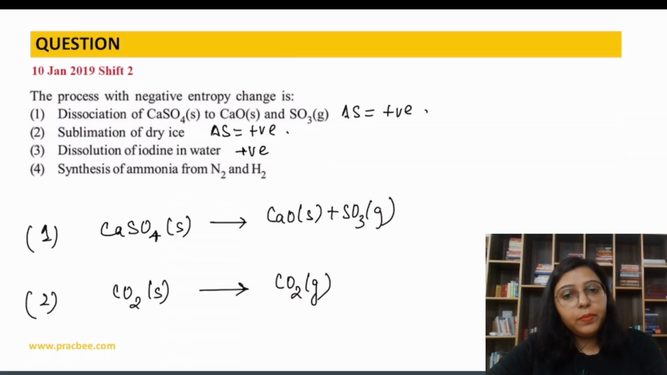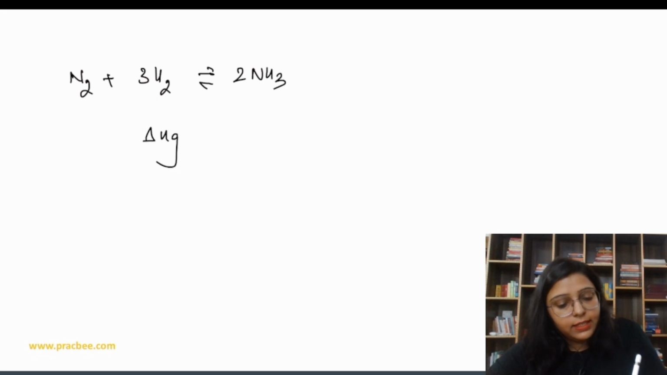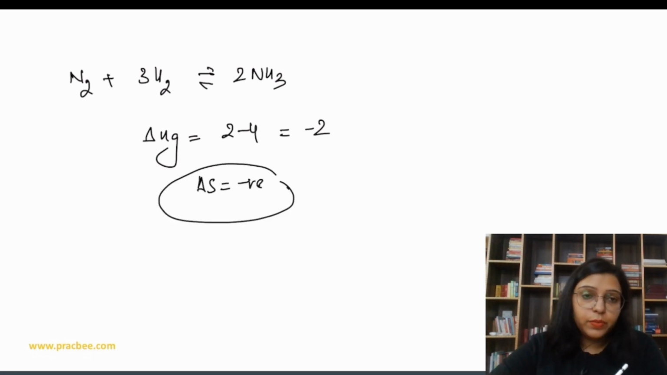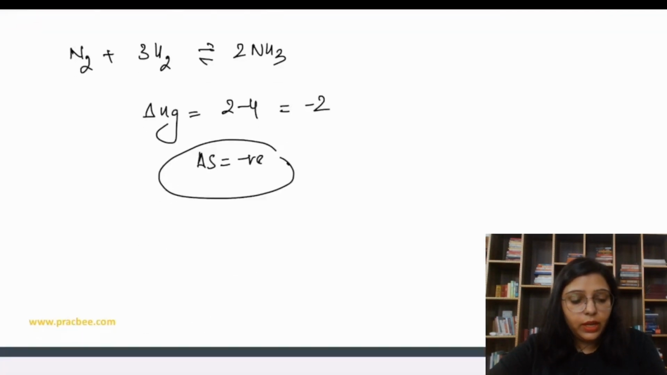Synthesis of ammonia from N2 and H2. So N2 plus 3H2 gives 2NH3. So here delta n g is equal to 2 minus 4, which is minus 2. So here the entropy change is negative. So the answer is going to be synthesis of ammonia from N2 and H2.